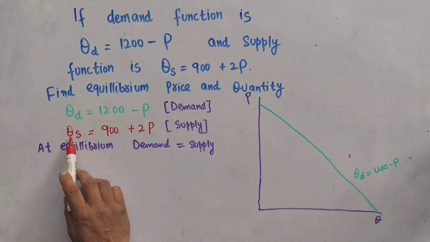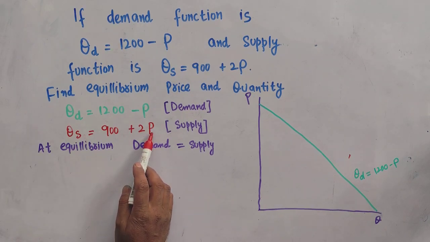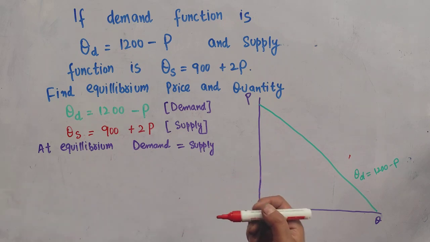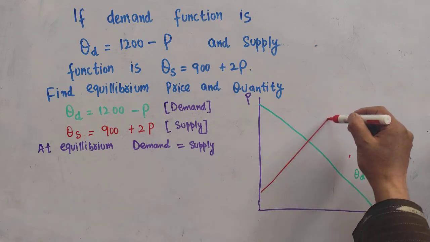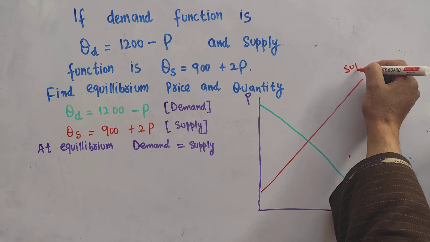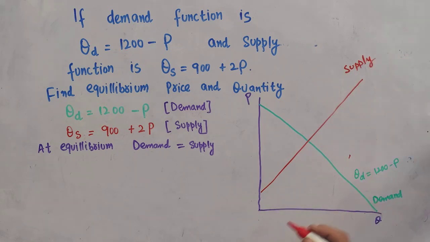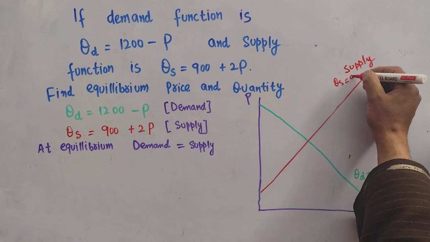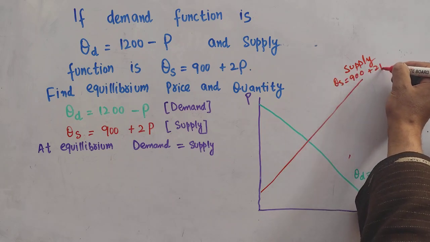On the other hand, quantity supplied is a positive function of price because the coefficient of P is positive, so it will be an upward sloping supply function. And let us draw it like this. So this was our demand function, and this is our supply function, which is QS is equal to 900 plus 2P.